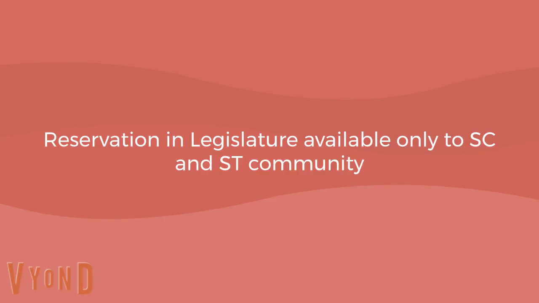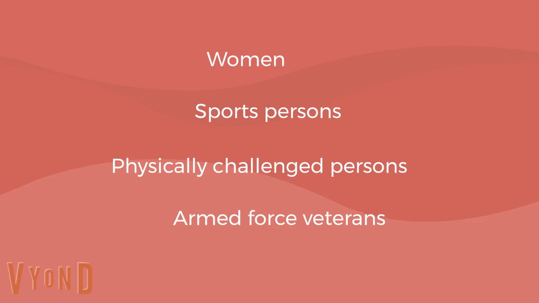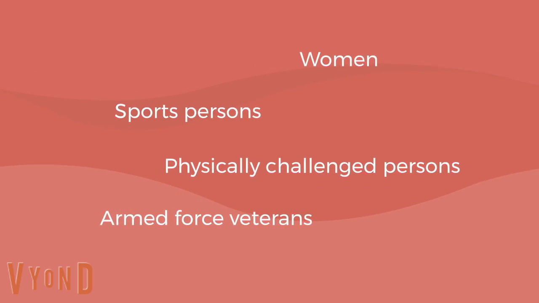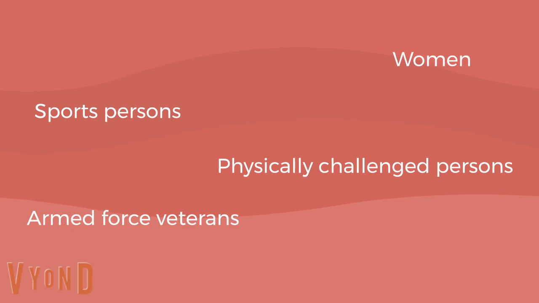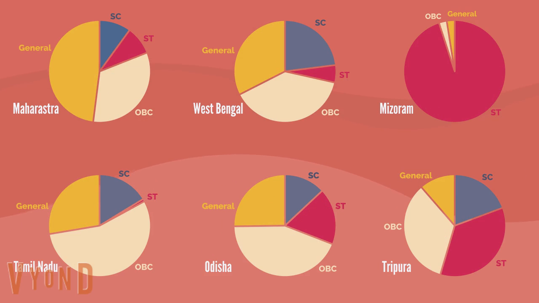Apart from reservation for backward communities, reservation is also extended to women, physically challenged persons, sports persons, and armed force veterans. State governments can make their own rules and methods to classify, create new sections, and to implement the reservation schemes according to their own demographic structure. Both legislature and judiciary played a crucial part in designing and implementing this complex reservation system.